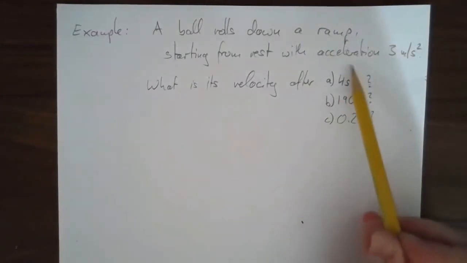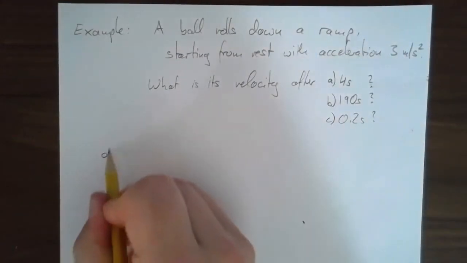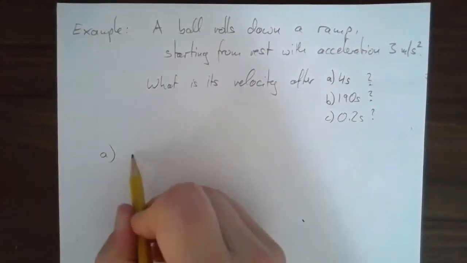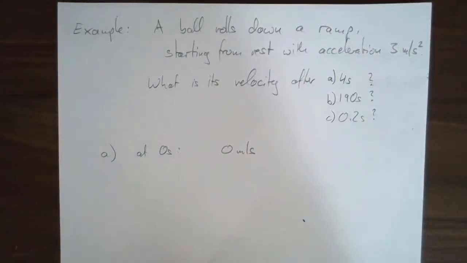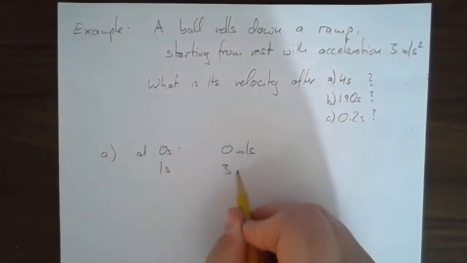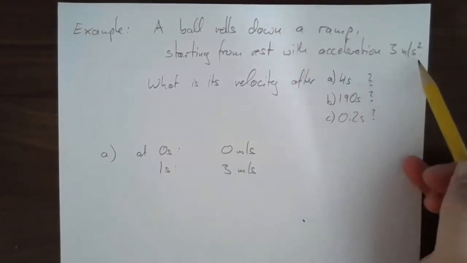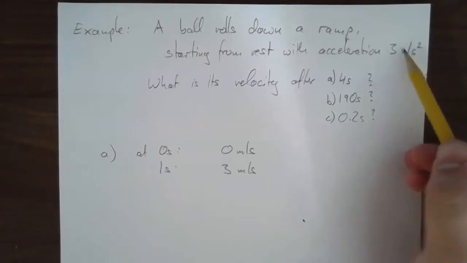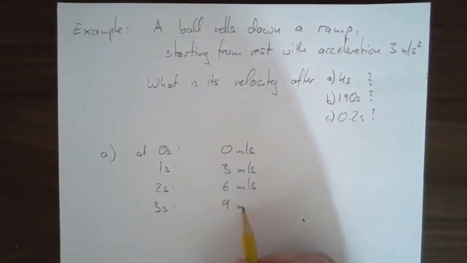So this one, we can just interpret what this means, right? After 4 seconds, well, initially at 0 seconds, it's going 0 meters per second. After 1 second, it's going 3 meters per second, because every second it increases its velocity by 3 meters per second. Right? That's what this means, 3 meters per second every second. Now, after 2 seconds, it must be going 6 meters per second. After 3 seconds, it must be going 9 meters per second. And then after 4 seconds, what we're trying to figure out, it's going 12 meters per second.